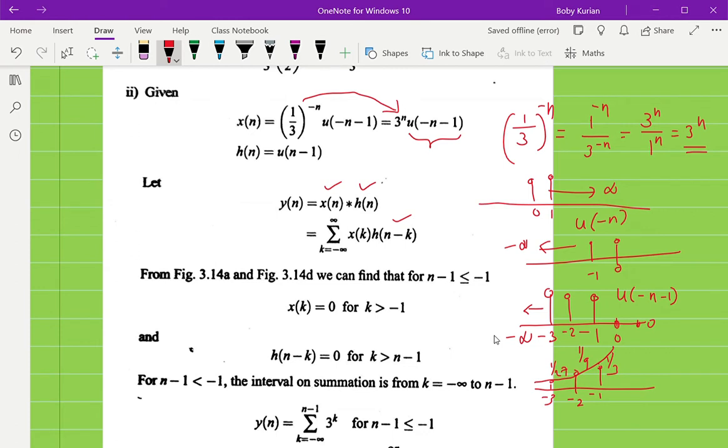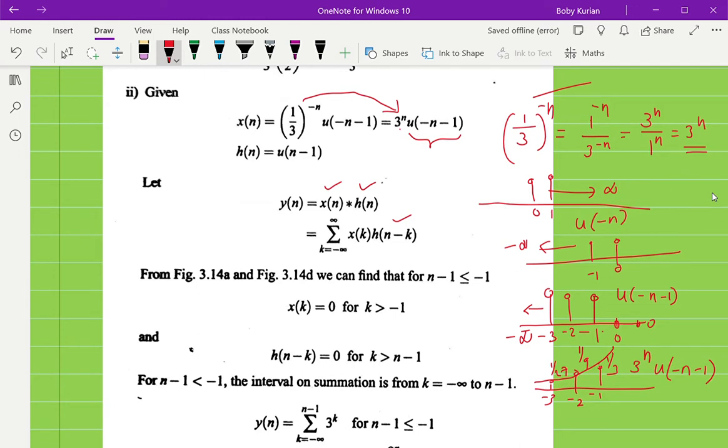So this signal 3 raised to n into u of minus n minus 1 is exponentially decaying in the negative direction, and it exists only from minus infinity to minus 1. Okay, it has both 3 raised to n as well as u of minus n minus 1. This is the signal 3 raised to n u of minus n minus 1. So what about u of n minus 1? When we shift u of n one unit to the right, we get u of n minus 1.